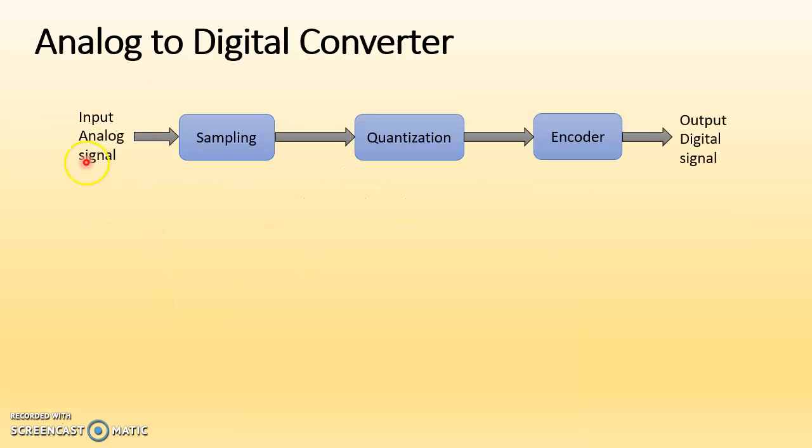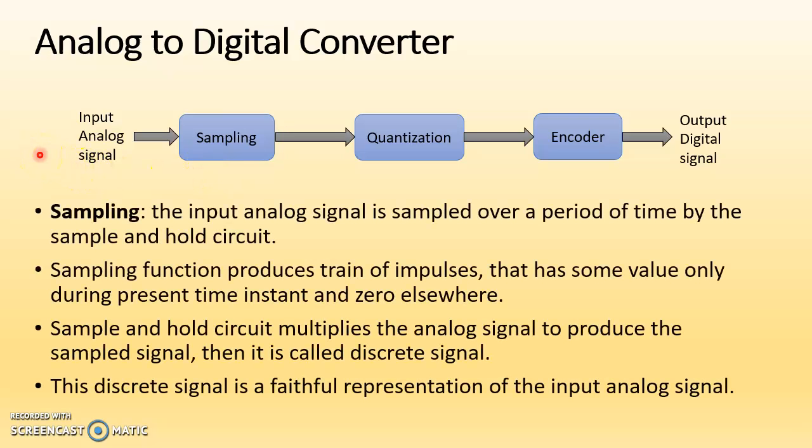Now what is an analog to digital converter? If you see the block diagram of an analog to digital converter, these are the components. The input analog signal is given to the sampling or sample and hold circuit, then the quantization circuit, and then the encoder, and finally we get the output digital signals. So let us see one by one the function of these blocks.